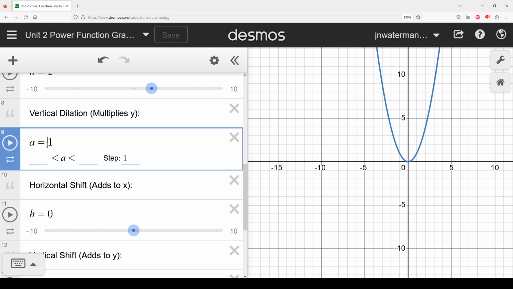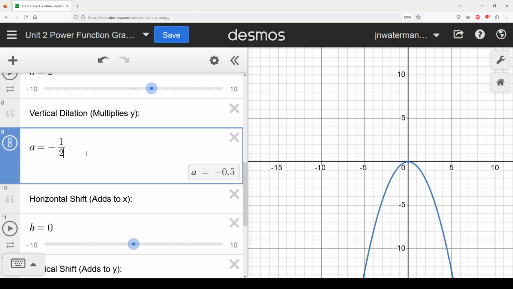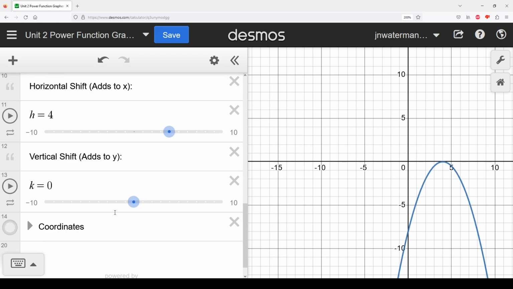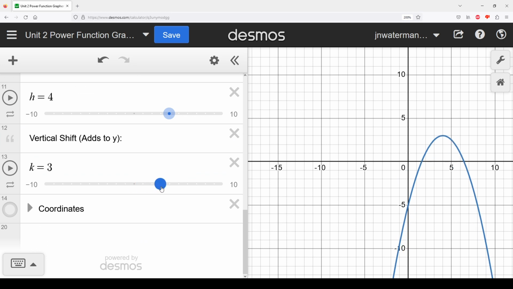The last function we looked at, for example, had an a value of -1/2, a horizontal shift right 4, and a vertical shift up 3. So not only can you see what the transform graph looks like on here, but if you click this coordinate button, you can also see the transformed coordinates from the parent table, and you can just plot these directly onto your paper. So this will basically create all the tables and do all the graphs for you if you want it to, but that is your prerogative.